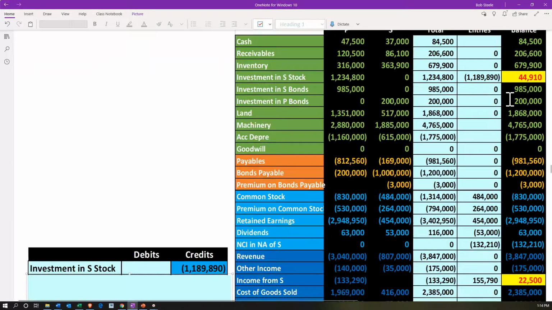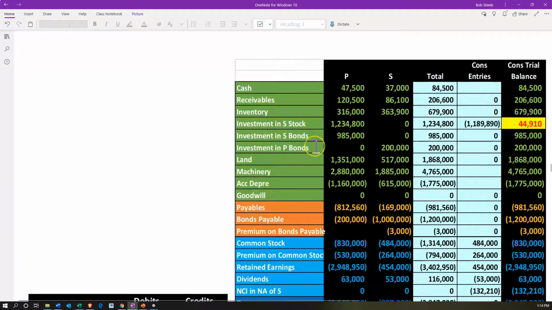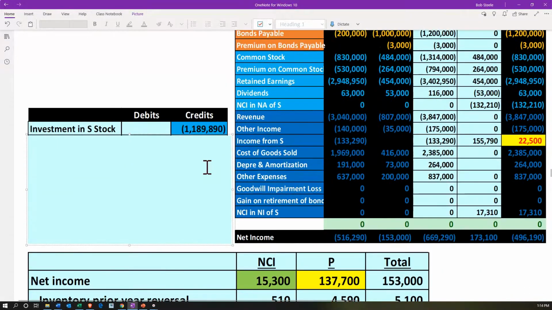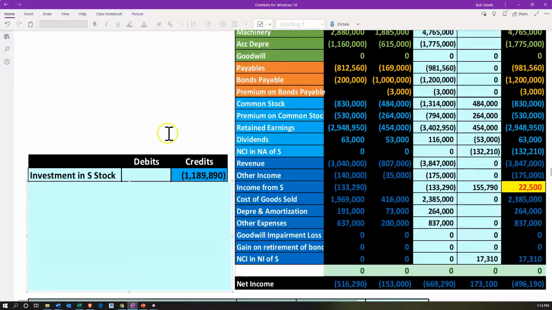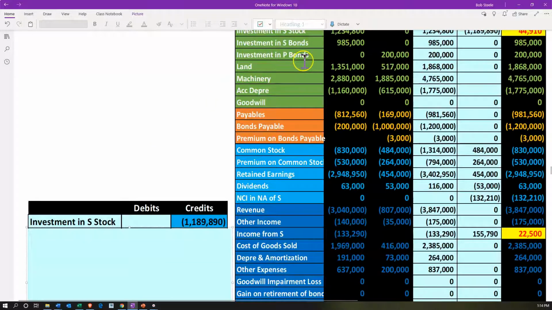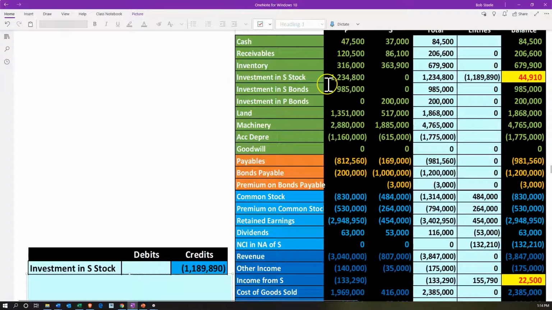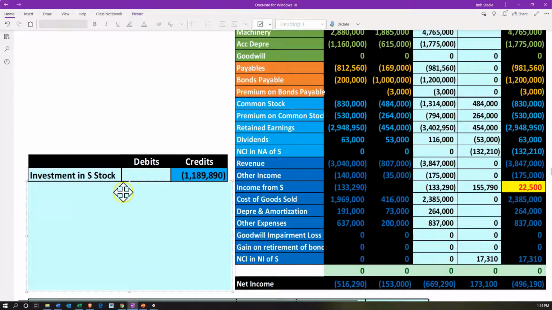So now we're going to do our normal kind of beginning entry, which is basically eliminating the equity section and showing P's reflection of the investment in S. So I'm going to start off with the investment in S. That needs to go to 0. So the investment in S up top is going to go to 0. That's going to be this number. We're looking at the stocks at this point in time. I'm not going to put the amount in it yet. We'll get back to the amount, but I'm just going to start there.